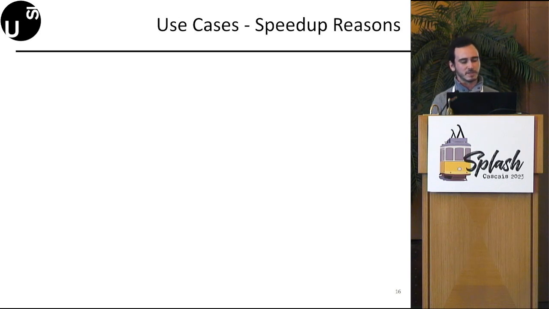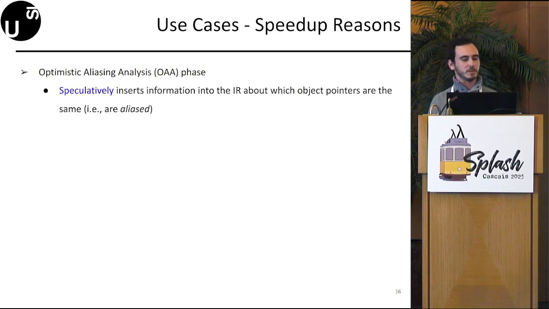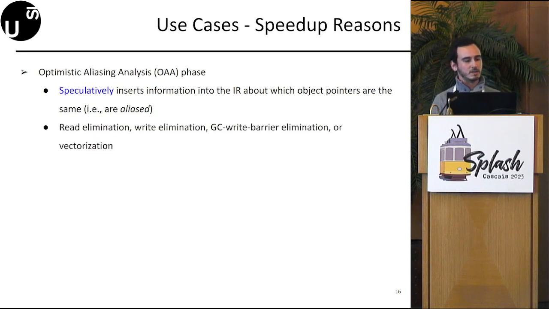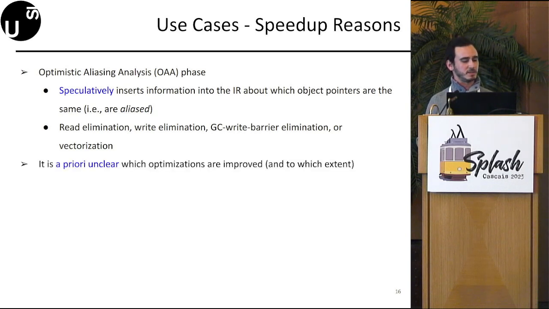In particular, we analyze the optimistic aliasing analysis, OAA, phase. This phase speculatively inserts information into the IR about which object pointers are actually the same, meaning they are aliased. The OAA phase allows other optimizations to optimize the code. These optimizations may be, for example, read elimination, write elimination, GC write barrier elimination, or vectorization. However, it's a priori unclear which of these optimizations are improved and to which extent.